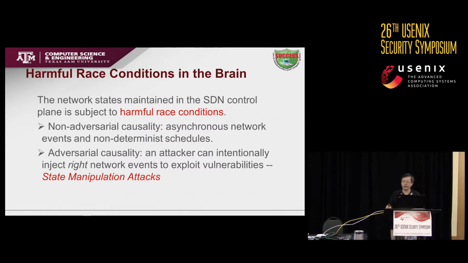But if an adversary knows there exists such a harmful race condition, they could potentially try to inject the right network events to trigger the vulnerability, which we call the state manipulation attack in this paper.